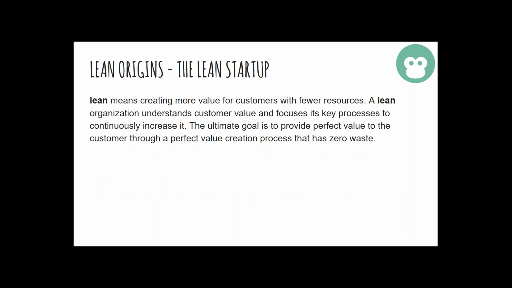So all of this comes out of, like I said before, lean. Lean's a well-known manufacturing process. And I found this off Google. If you put into Google what is lean, this is the definition that they cite. Lean means creating more value for customers with fewer resources. A lean organisation understands customer value and focuses its key processes to continually increase it. The ultimate goal is to provide perfect value to the customer through a perfect value creation process that has zero waste. I don't think I've ever read anything so fluently in my life.